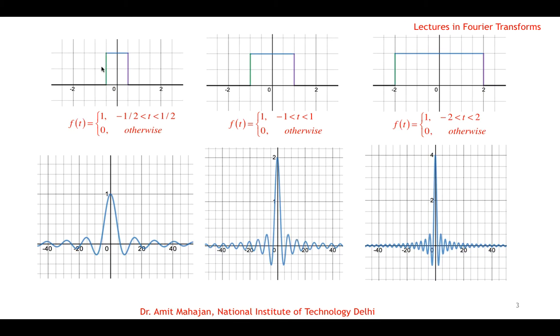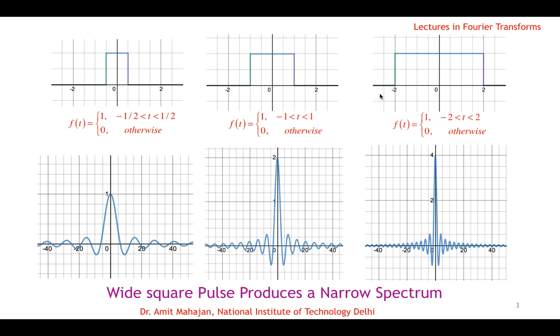So when the pulse becomes wider and wider, the corresponding Fourier transform becomes narrower and narrower. So that's one result from here that I wish to show. Now we can define this mathematically: if we are given this function in the time domain, then how we can find the function of this in the frequency domain.